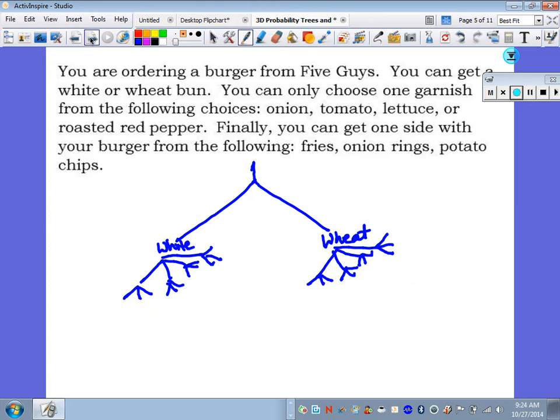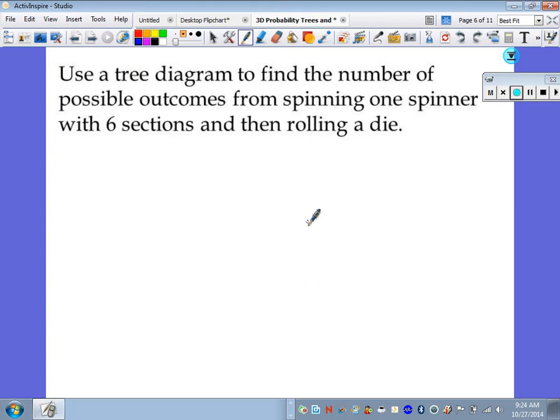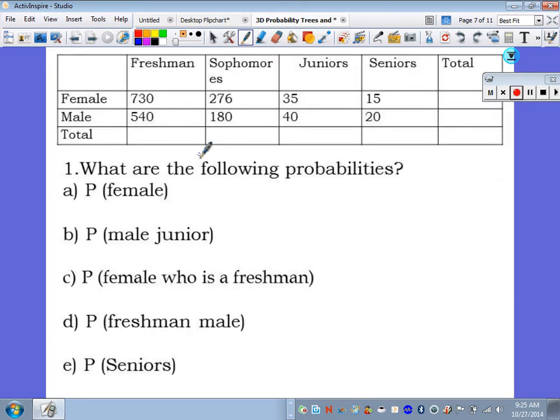So on the next one, I think this is the last one on the tree. So use a tree diagram, find the total number of possible outcomes of spinning one spinner with 6 sections and rolling a die which also has 6 sides. So I'd like you to kind of do that and see if you can make your own tree diagram. Now, moving on from there, you're now going to fill in a table and do probabilities based on a table, because we did trees. Now let's do a table.